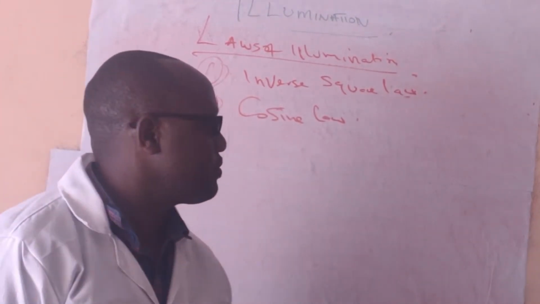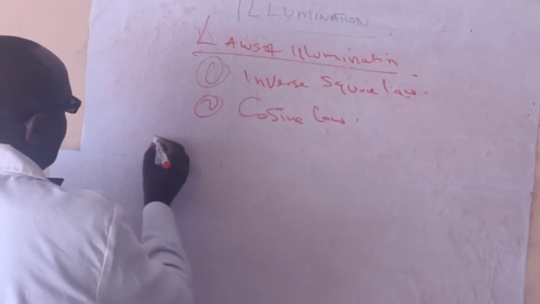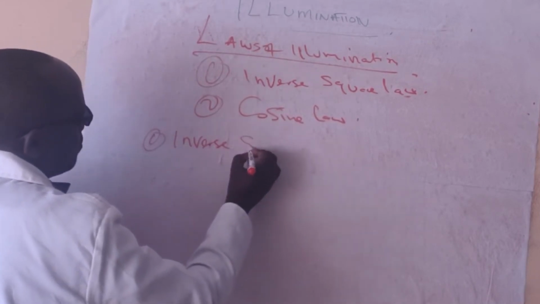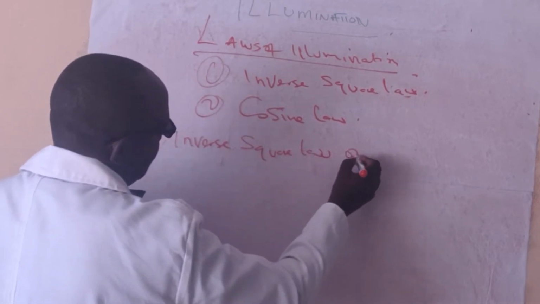So let's start with explaining the inverse square law of illumination.